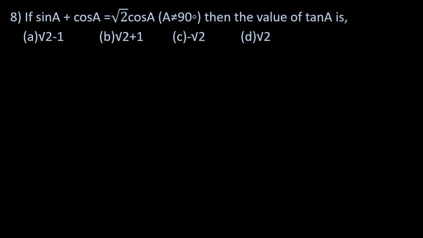Next, if sin A plus cos A is equal to root 2 cos A, where A is not equal to 90 degree, then what is the value of tan A? Options we have root 2 minus 1, root 2 plus 1, minus root 2, root 2. This is one of the easiest problems. You have this problem in the reader also. You can go through it.